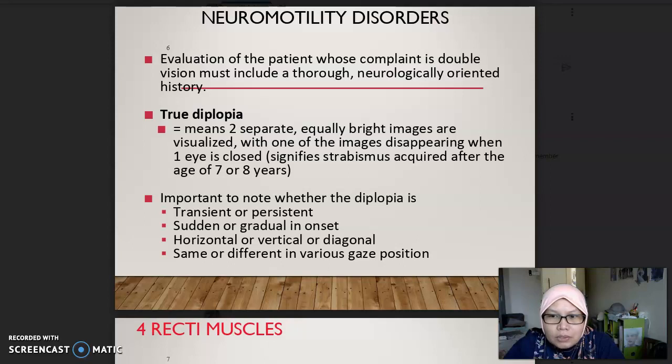For true diplopia, to help the patient to be able to walk, you just need to cover the abnormal eye. After that, the patient will be happy. Oh, now I can walk better. All right, but you have to distinguish what the causes are. Okay, we will continue after this.